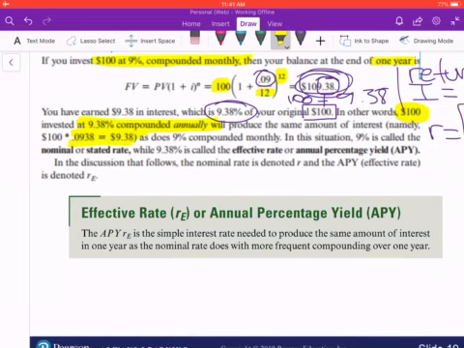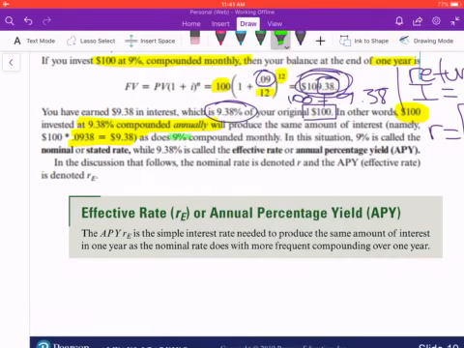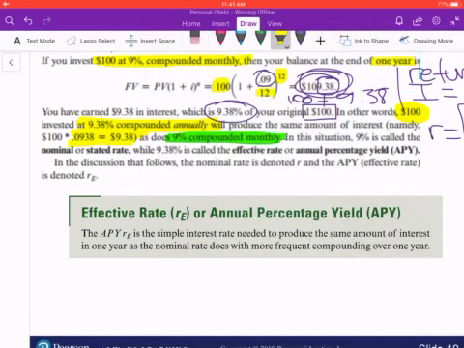So we're comparing two things now. One of those is going to be compounded monthly at 9%, and the other one is going to be what we've been talking about, compounded annually at 9.38. So the idea is that this one and this one will give us the same amount in dollars, $9.38.